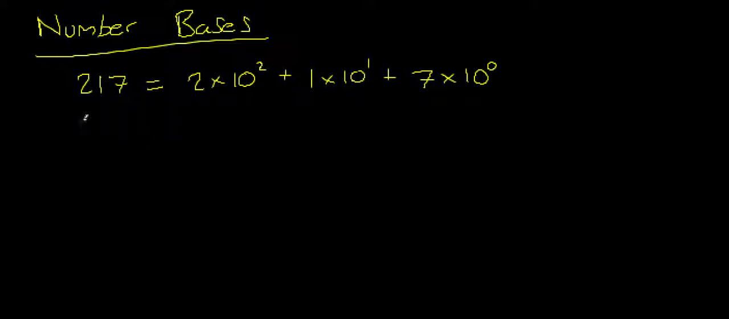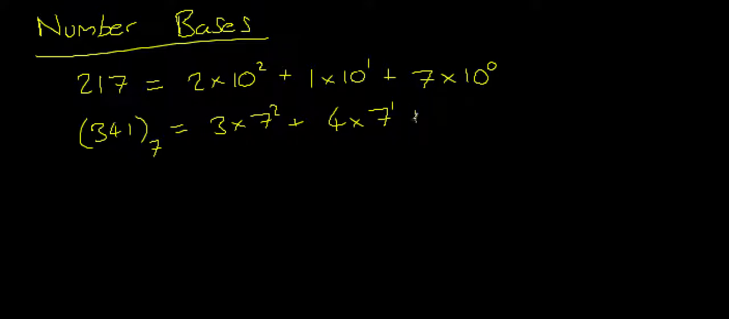What about if we wanted to write in, say, base 7? Let's consider, for instance, the number 341 in base 7. I'll write a 7 here to denote base 7. Well, this is going to be equal to 3 times 7 squared, right? Because there's a 3 in the first column, and that means raised to the second power, just as we did here, plus 4 times 7 to the power 1, plus 1 times 7 to the power 0.